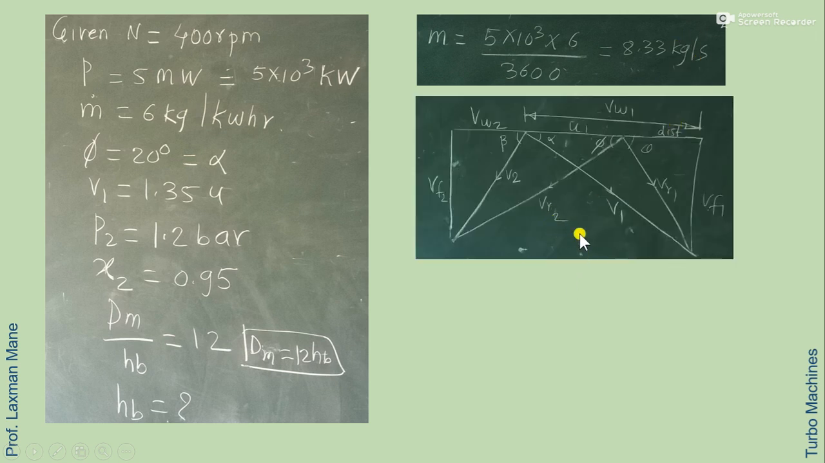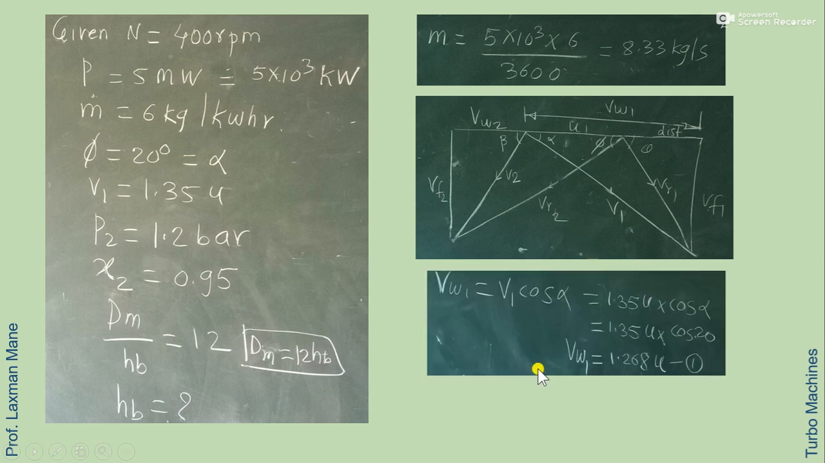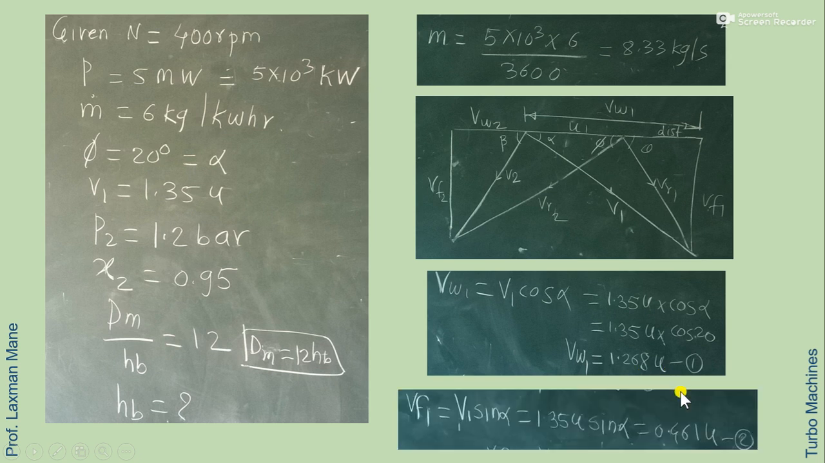Then using the combined velocity triangle diagram, we can have here an expression for Vw1 in terms of u, as the relation for V1 and u is given here, 1.35 times u. V1 is 1.35 times u. So Vw1 in terms of u. Similarly Vf1 also we get in terms of u.